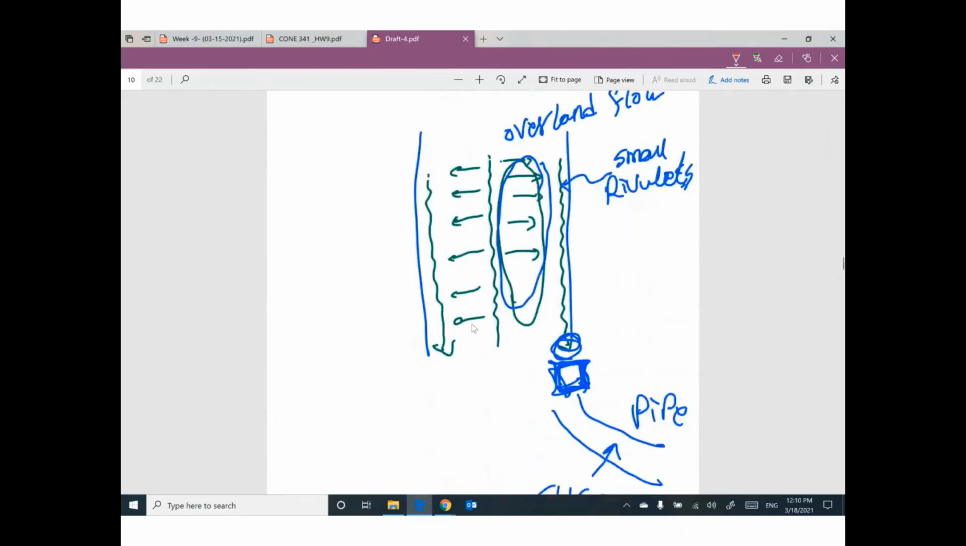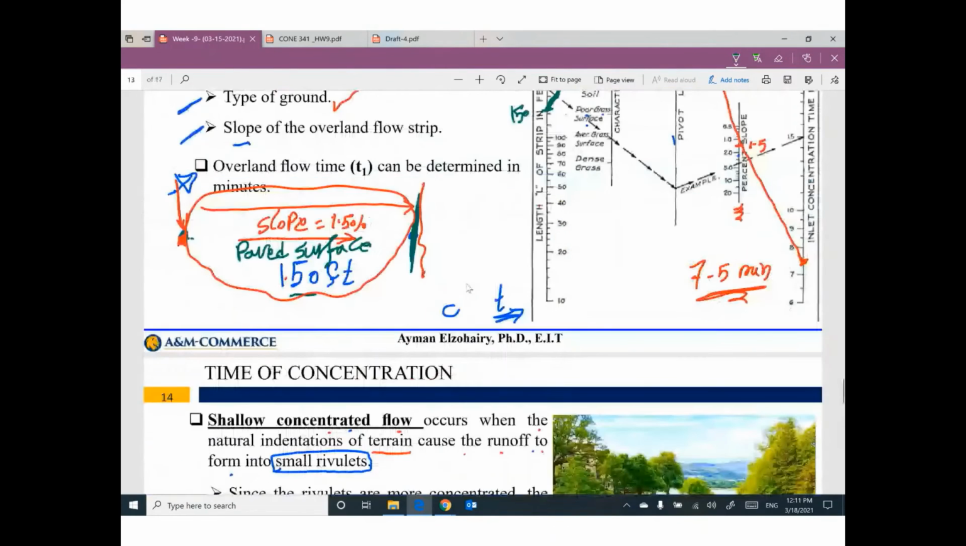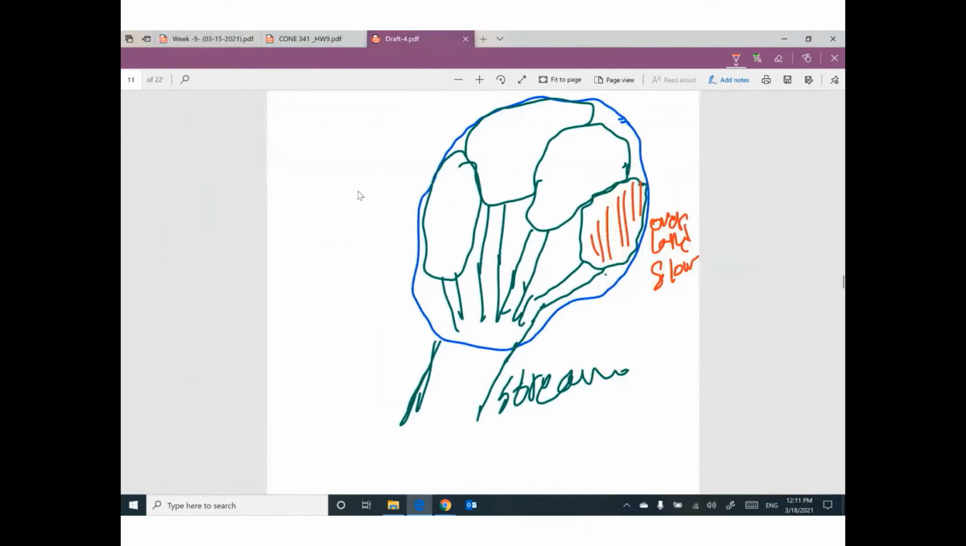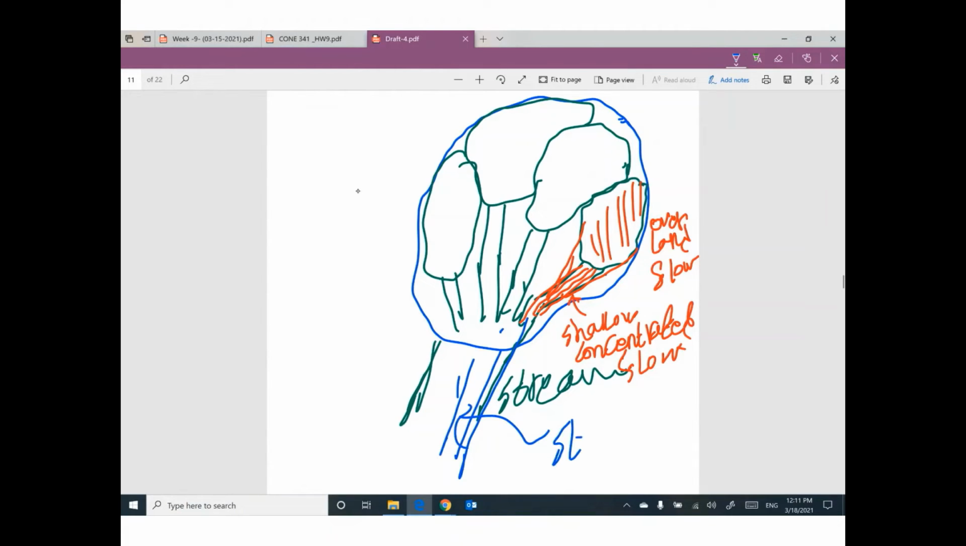Something looks like this flow. Then the flow will concentrate through this small rivulet. So we have shallow concentrated flow. Then once the water reaches the stream, we have something called stream flow. This part of flow has time T1, this part has time T2, this part of flow has time T3.